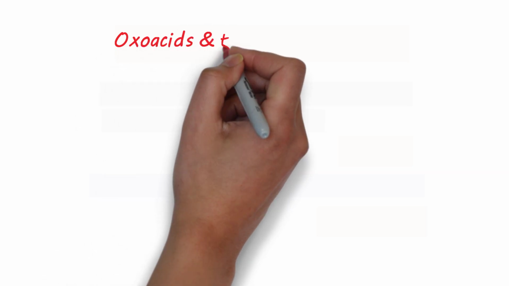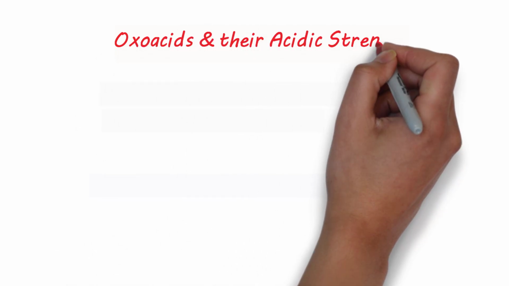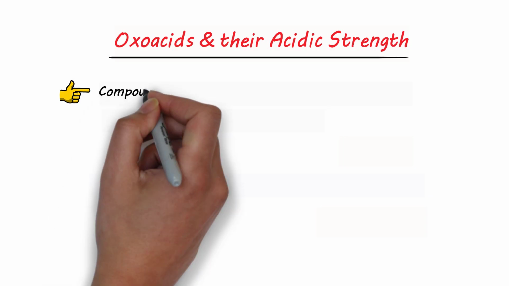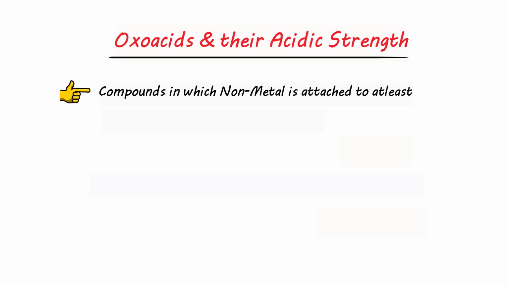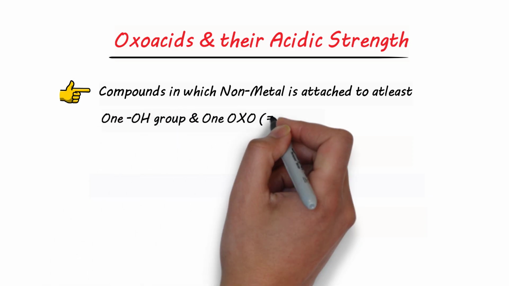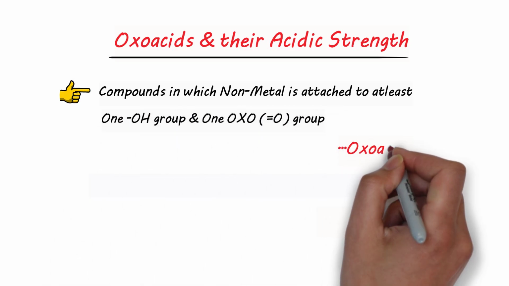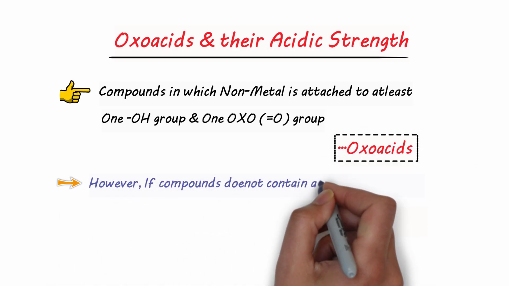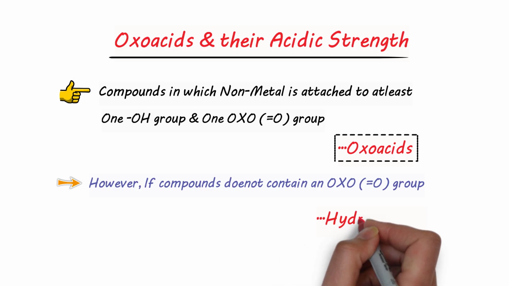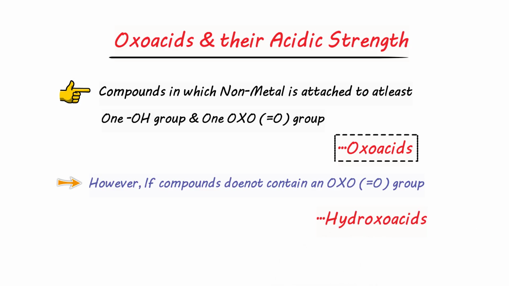Welcome back. Let's talk about oxoacids and their acidic strength. Compounds in which a non-metal is attached to at least one OH group and one oxo group, we call them oxoacids. However, if compounds do not contain an oxo group, then they are called hydroxoacids.